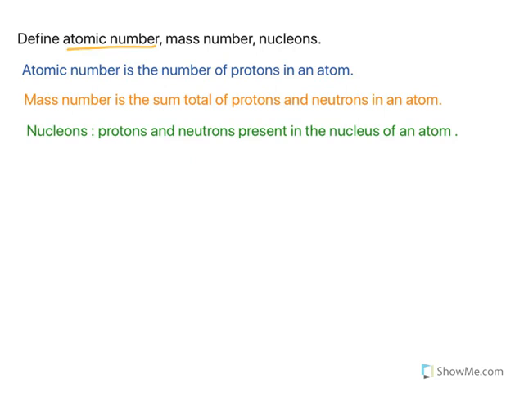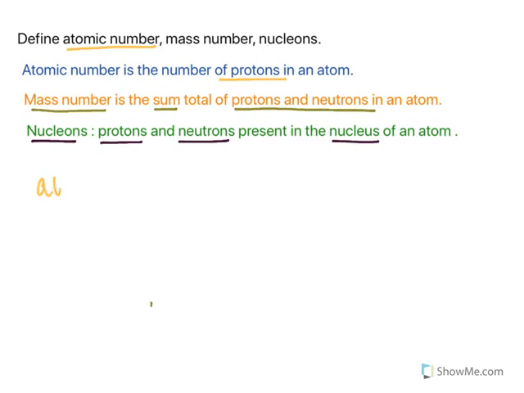Define atomic number. Atomic number is the number of protons in an atom. Then we go to mass number. Mass number is the sum total of the protons plus neutrons in an atom. And then we have the nucleons. The protons and neutrons which are present in the nucleus of an atom are called the nucleons.